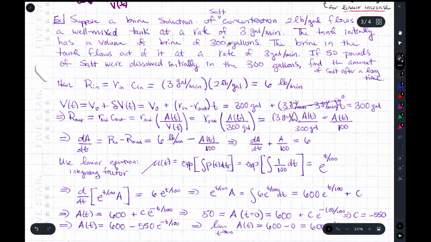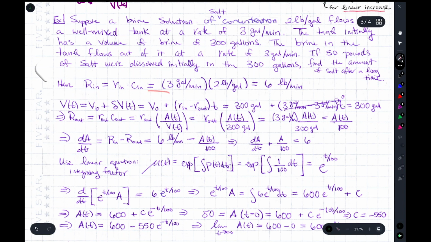And something to notice real quick here is that lowercase r in is 3, lowercase r out is 3. So the volume is going to stay constant, as we'll see. If 50 pounds of salt were dissolved initially in the 300 gallons, so we just have this tank initially with 300 gallons and we just dump 50 pounds of salt into it. Find the amount of salt after a long time.